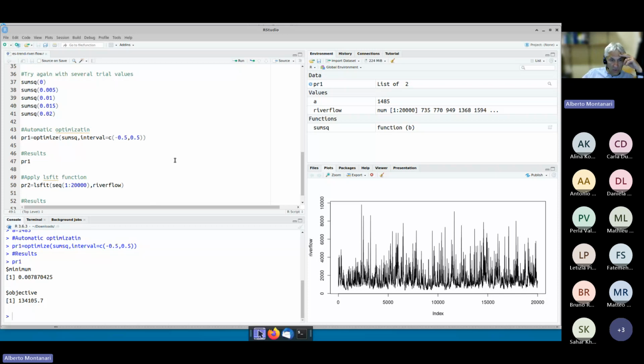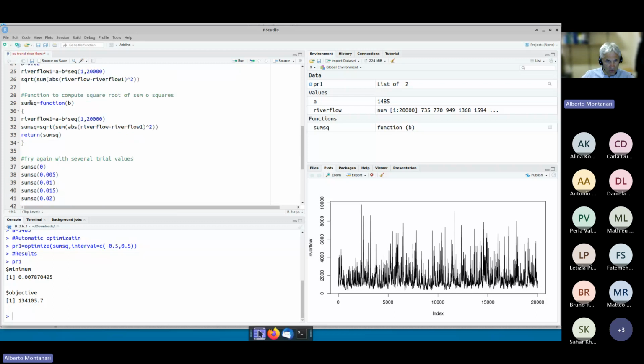So what we have to do is to change the function SumSQ. Now I want to show you the function. It is this one, the function to compute the square root of sum of squares. It's this function, which I uploaded into R and I minimized. And remember, I minimized it with the optimize function of R, which optimizes in this case only the slope, and I optimize the slope after fixing the intercept.